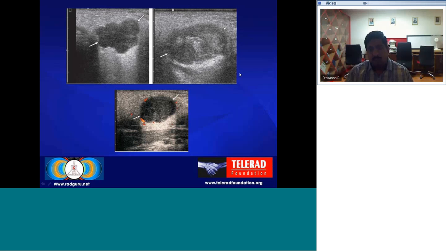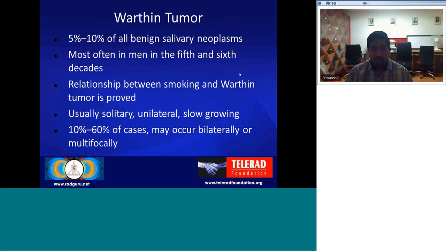Typically, we see that rarely are there any vessels within the pleomorphic adenoma, and it can be either completely hypoechoic or heterogeneously hypoechoic. The second most common benign lesion is the Wharton tumor, 5 to 10% of all benign salivary neoplasms. It is less common compared to pleomorphic adenoma, and occurs most often in men in the 5th and 6th decades. There is an established relationship between smoking and Wharton tumor. It is usually solitary, unilateral, and slow growing, and 10 to 60% of cases may occur bilaterally or multifocally.